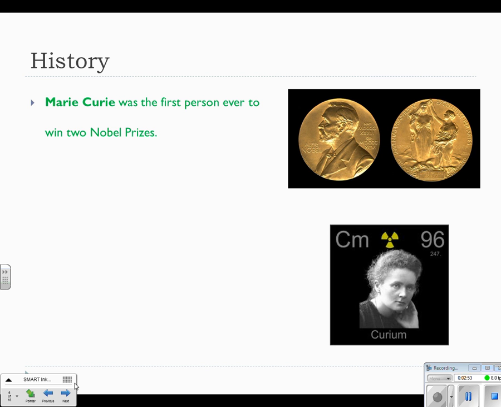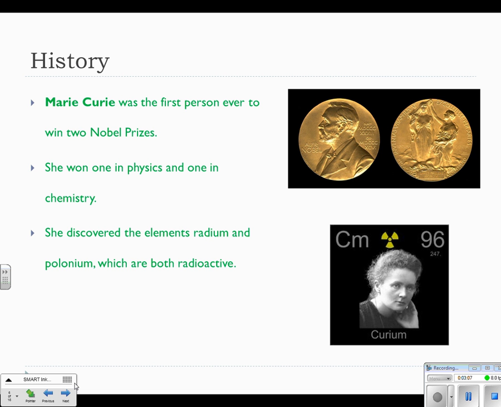So Marie Curie, from all this work, was the first person to ever win 2 Nobel Prizes. More people have won multiple Nobel Prizes, but she is still the only person to win one in 2 different areas. She won one in physics and one in chemistry. She discovered the elements radium and polonium. Polonium she named after her home country, Poland. Radium after radioactivity. And then one was later named after her, curium.